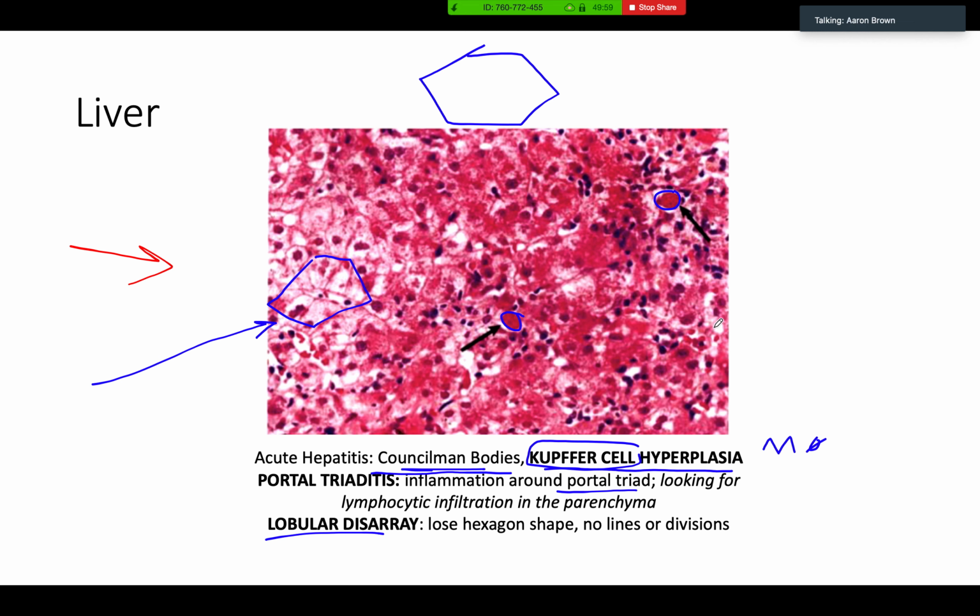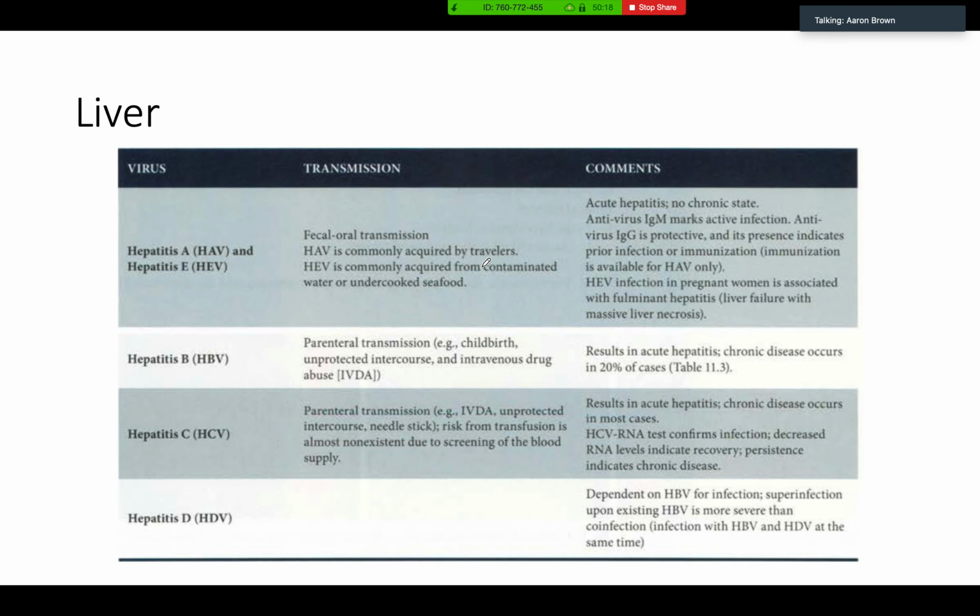Okay. And last thing I want you to notice, if you see all of these little purple cells here, these are all lymphocytes that have come into the liver to try and fight off the virus. Normally you don't see a lot of these little blue cells coming in. Those blue cells are white blood cells. Okay. So that is our histology.